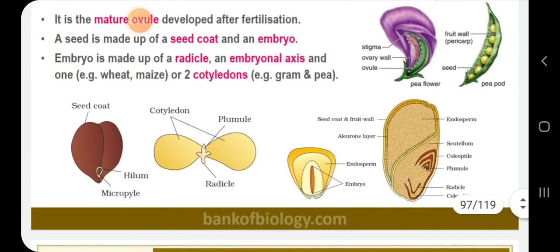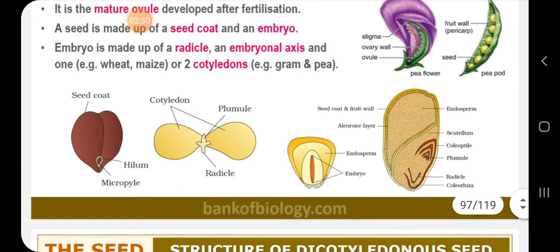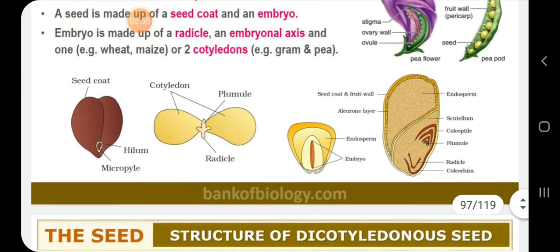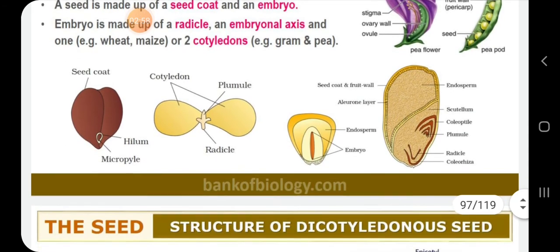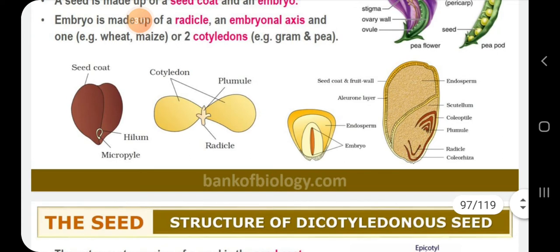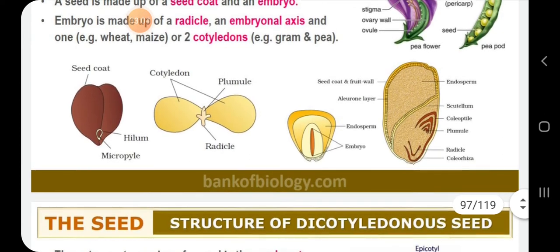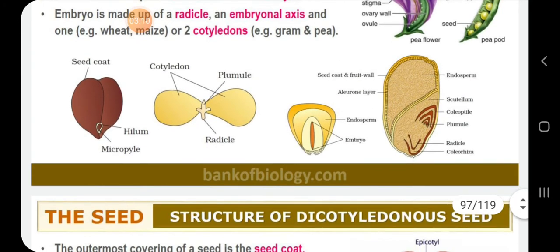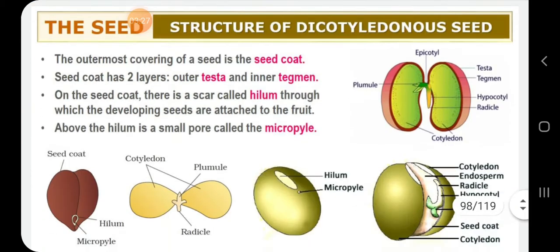Here you can see, and it is a very important question which comes in drawing the labelled diagram: the dicotyledon gram seed is given here, with the seed coat, hilum and micropyle portion, and when it is opened up, the cotyledon portion and the embryo portion with radicle and plumule. And next is the monocot seed. You can see here the endosperm, and scutellum, which is actually the cotyledon, coleoptile, plumule, radicle, coleorhiza, and then aleurone layer, and the seed coat.